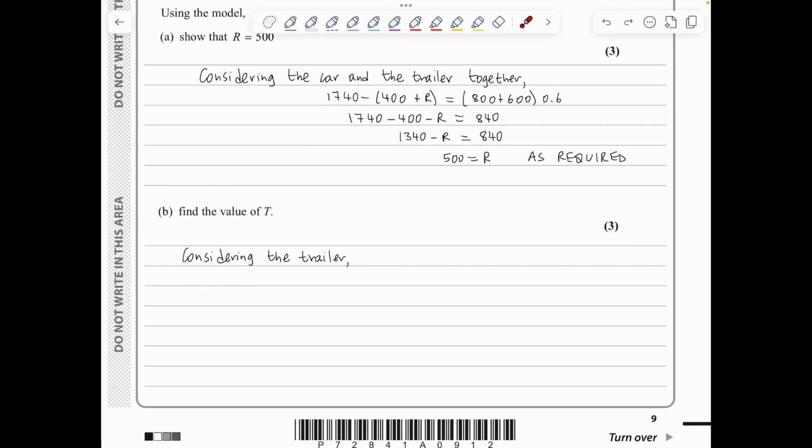I will start by considering the trailer. We've got forces acting to the right, which is the capital T, minus forces acting to the left, which is the capital R, is equal to the mass of 600 times 0.6. Well, we know that R is 500, so T minus 500 is equal to 360, which means that T is 860 newtons.